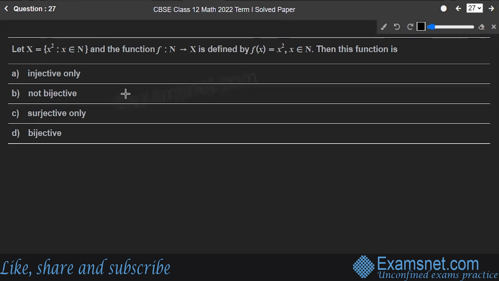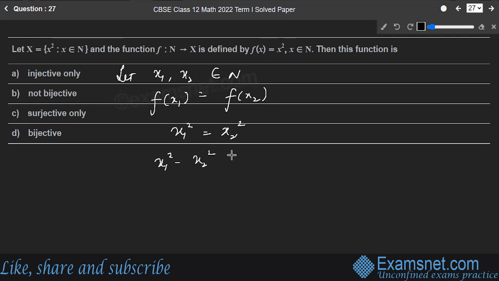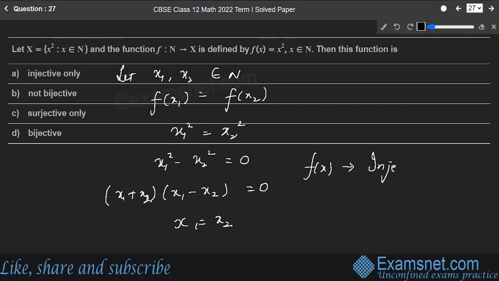Okay. Suppose we have two values, x1 and x2, which belong to the natural numbers, and f(x1) is equal to f(x2). Then what will happen? x1 squared will be equal to x2 squared, or x1 squared minus x2 squared will be equal to 0, or (x1 plus x2) into (x1 minus x2) is equal to 0, which makes simply x1 equal to x2. Therefore, f(x) is an injective function.